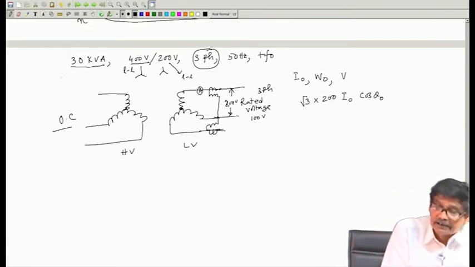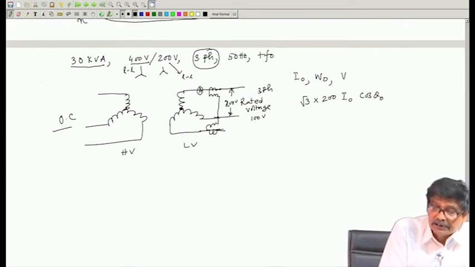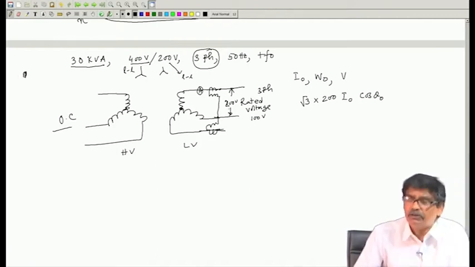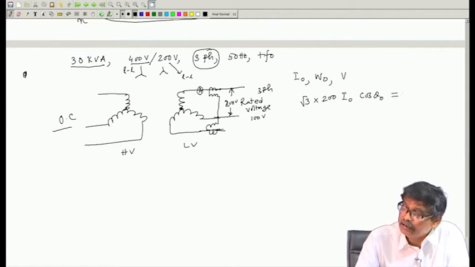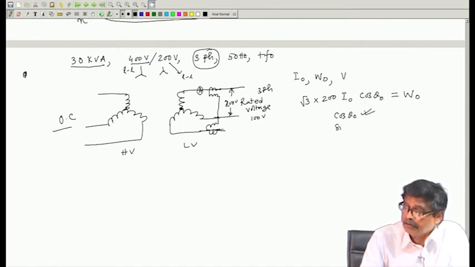How much is the rated current? As I told you, always do this on the HV side. So, rated current of HV side, this I will come to. No load current will be small and you calculate this, and this must be W naught, and from this you will be able to calculate cosine theta naught. From that you will be able to calculate sin theta naught.